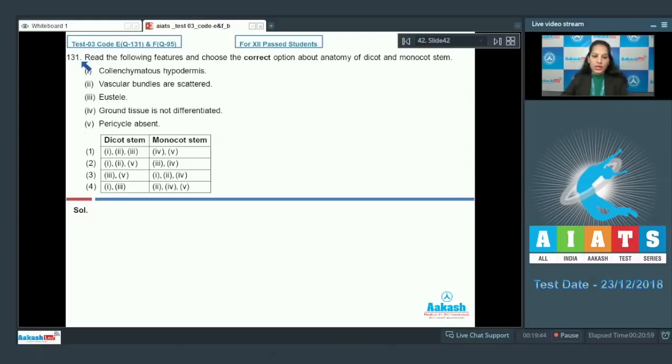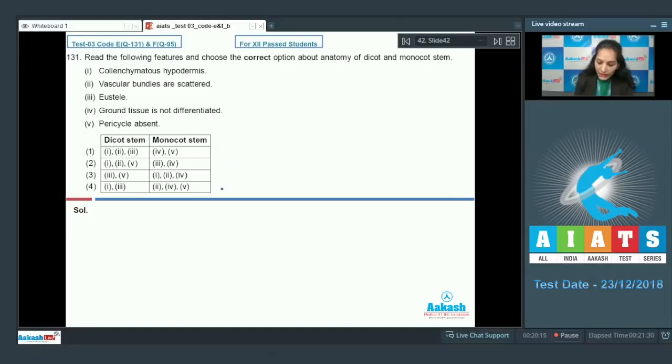Question number 131. Read the following features and choose the correct option about anatomy of dicot and monocot stem. First, collenchymatous hypodermis. Second, vascular bundles are scattered. Third, eustele. Fourth, ground tissue is not differentiated. Fifth, pericycle absent. So you have to place these features under the dicot and the monocot stem.